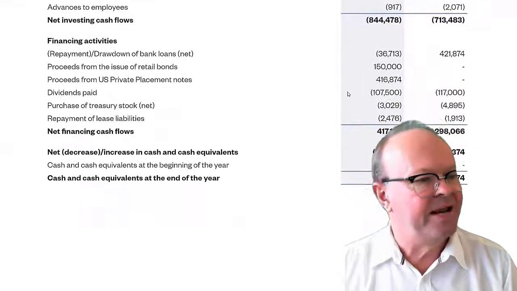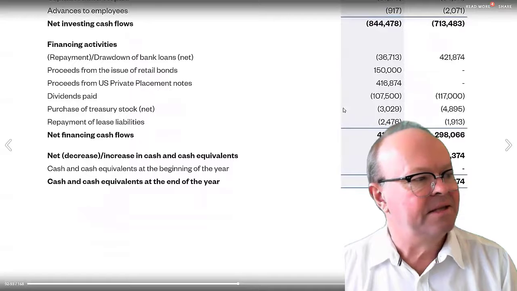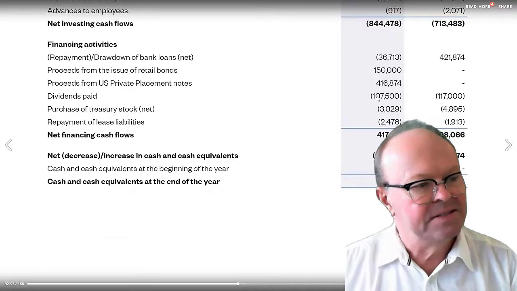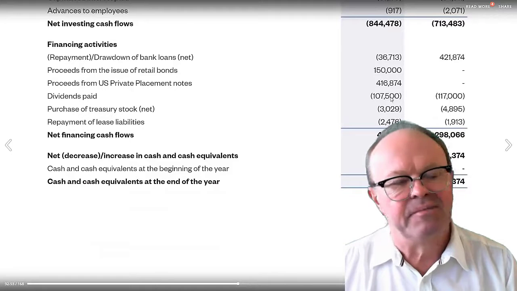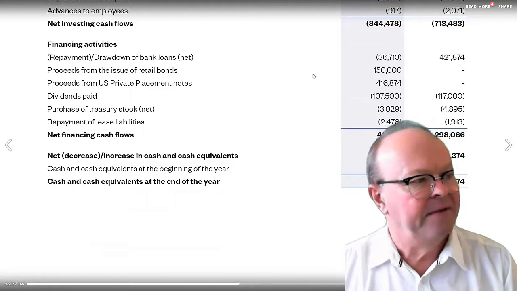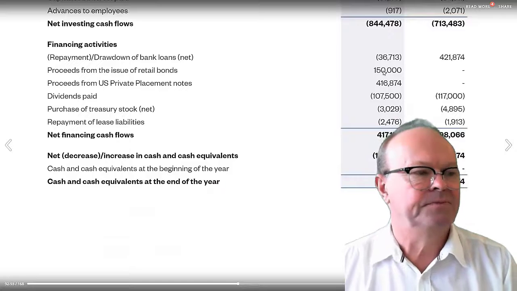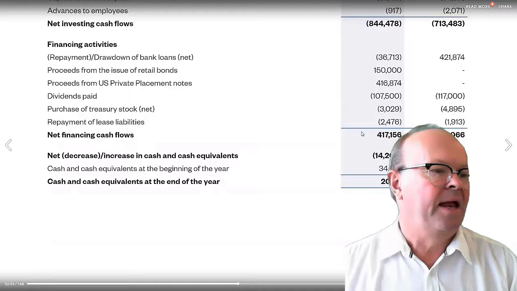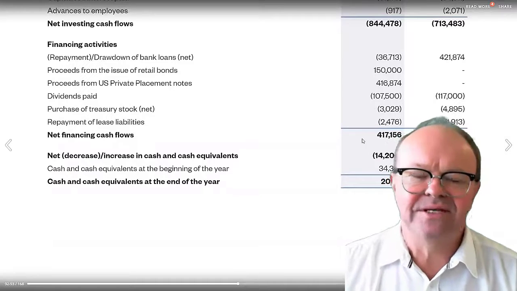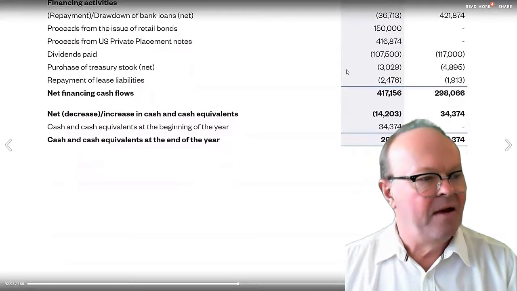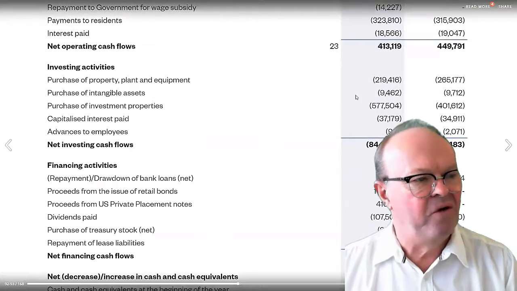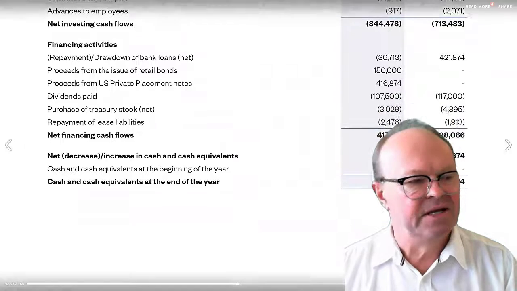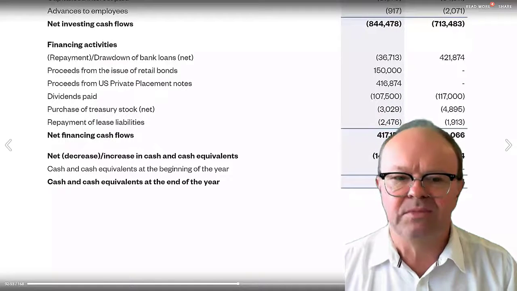And then we have the financing activities. We can see that they got various details around that. You can see there's the dividend. They paid $107.5 million in cash. They issued some retail bonds and they got money in of $150 million. And it comes to $417 million. And what we do, we add up 413, take off 844, plus 417, and we get negative 14.2 million.